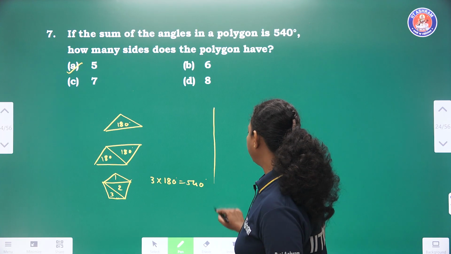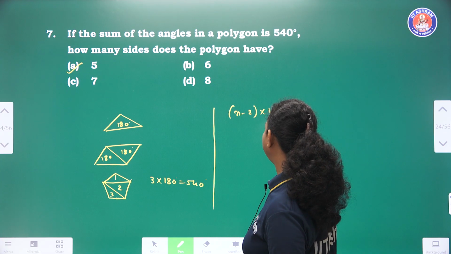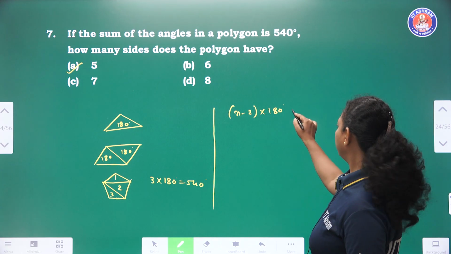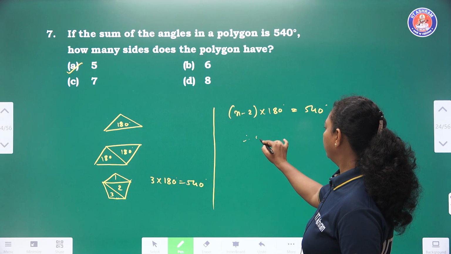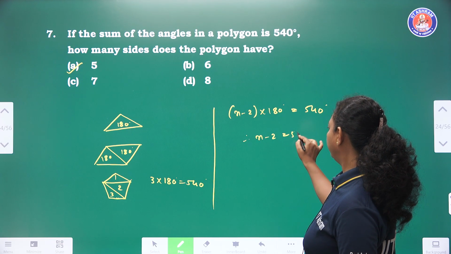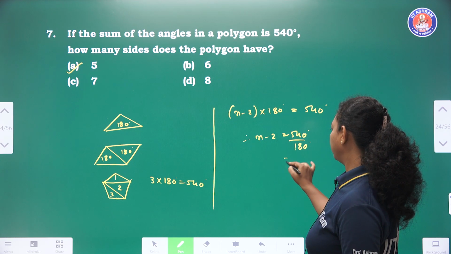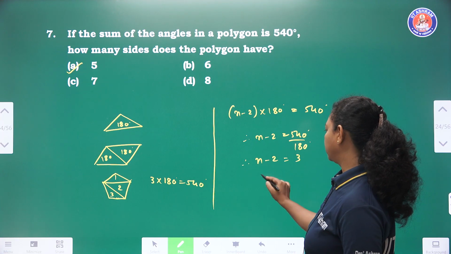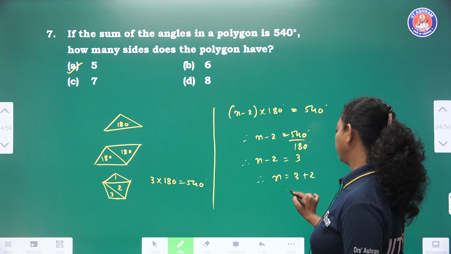Next, we know the formula (n minus 2) into 180 degrees, right? Which is equal to what? 540. So n minus 2 is equal to 540 divided by 180. So that is equal to what? 3. So n minus 2 is equal to 3. So the number of sides is 3 plus 2, which is equal to 5.